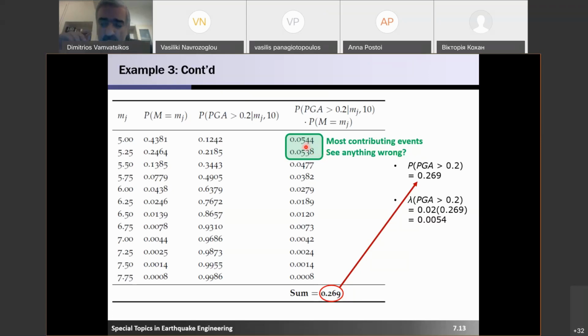Now, do you see anything wrong in this? And honestly, I am going to stop and I'm going to wait half an hour until somebody tells me, yeah, I see something wrong or not. Do you see anything wrong with these numbers? And I'm not asking about the numbers themselves. I'm just asking about their magnitude relative to the other ones.